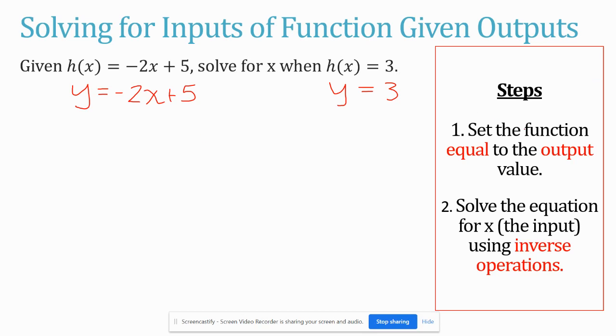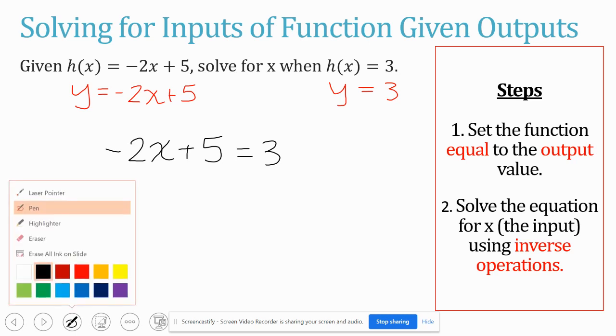We're going to set our function equal to the output value. So y is equal to 3, y is also equal to negative 2x plus 5. You can apply that method that we used when we were solving systems of equations. When we have two things that are equal to the same thing, we're able to set them equal to each other. So I'm going to set this negative 2x plus 5 equal to 3. So I'm setting the function equal to the output value. We're not inputting it because it's not an input. Now from here, we just solve for x using inverse operations, which we know how to do.